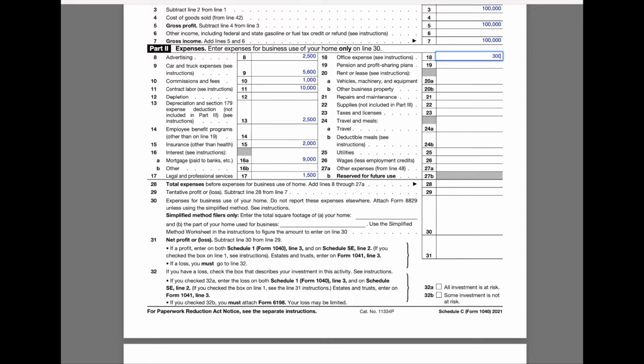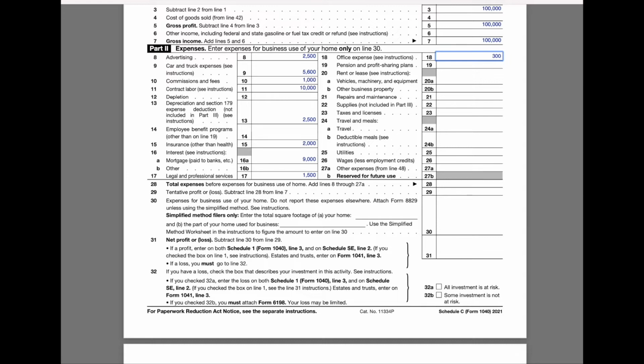Pension and profit sharing plans. Here you would enter your deduction for your contributions made for the benefit of your employees to a pension, profit sharing, or annuity plan. This would include SEP and SIMPLE, as described in Publication 560. If the plan included yourself as a self-employed person, you would enter those contributions made on your behalf on Schedule 1, Form 1040, line 15. They would not get entered here. And so in our example, we did not have any.